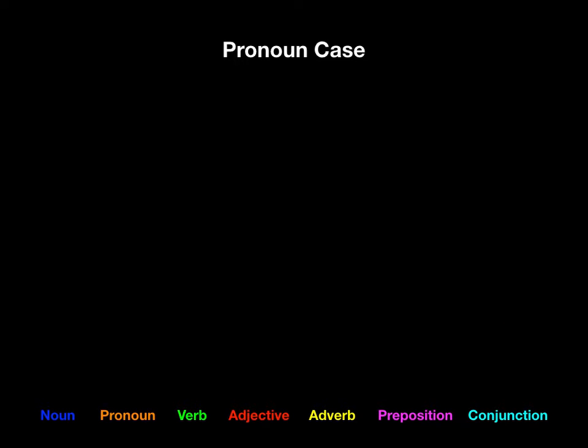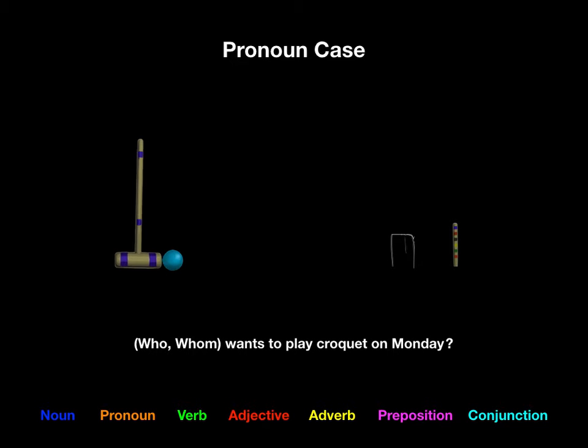Let's look at another example. Whom wants to play croquet on Monday? Within this sentence, try to identify the correct pronoun case. Here you'll note that we are dealing with a question, and when we deal with questions, we look for the words to and with before our choice. Since we do not have to or with, we will use who within this sentence. Who wants to play croquet on Monday?